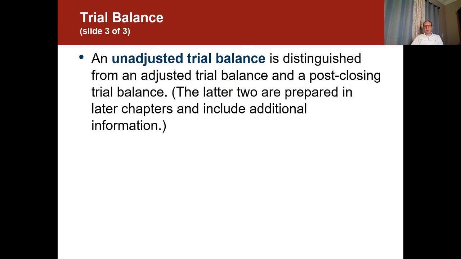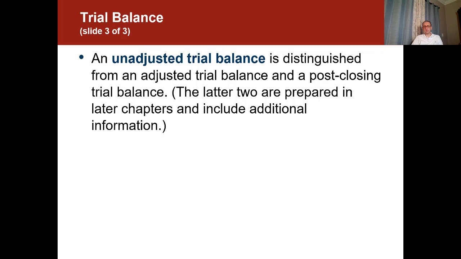The first kind of trial balance that we prepare after we record the transactions and post them to the ledger is called the unadjusted trial balance. Actually, we are going to see three types of trial balances in this course. The first one we're going to see today is the unadjusted trial balance. In the next chapter we're going to see the adjusted trial balance, and in the following chapter, the post-closing trial balance. So we have the unadjusted, adjusted, and then post-closing. We just need to understand the unadjusted trial balance in this chapter.